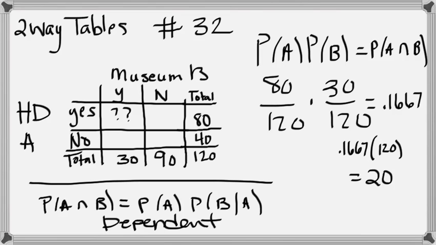So you would put 20 in that box? Yeah, 20 goes in the question mark box. But that's the answer to the question: how many people went to both? Wait, that makes more sense.